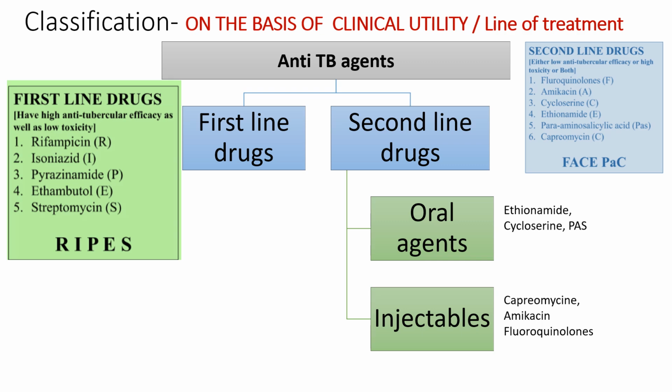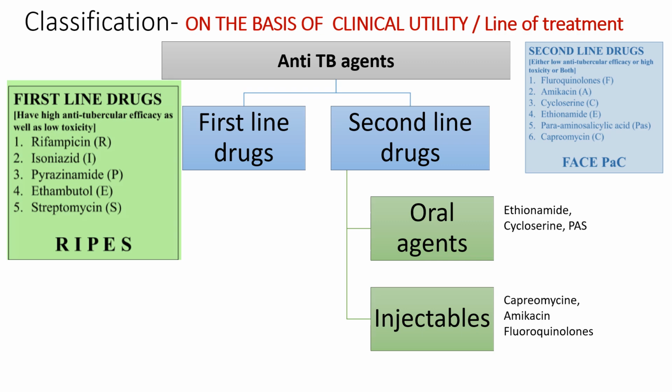Okay, now what type of limitations? For example, resistance is a big problem in first line drugs which are being used for tuberculosis. And the treatment of tuberculosis goes on for a long period of time. So during that period many challenges come, including the resistance. Okay, under second line drugs, oral agents and injectables, this is the classification.